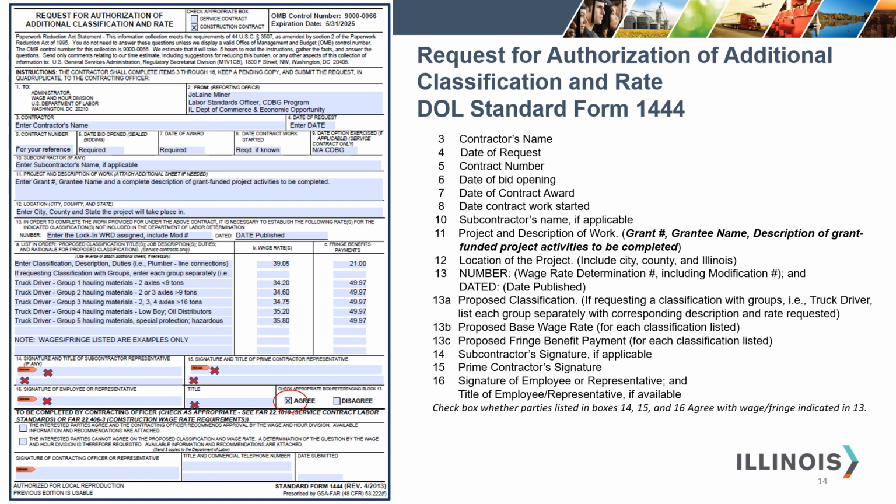Line 14 is the subcontractor's signature if applicable. 15, the prime contractor's signature. This is required. 16 is the signature of employee or representative and the title of the employee or representative if available. And you would check whether the parties in boxes 14, 15, and 16 agree with the wage and fringe indicated in box 13.